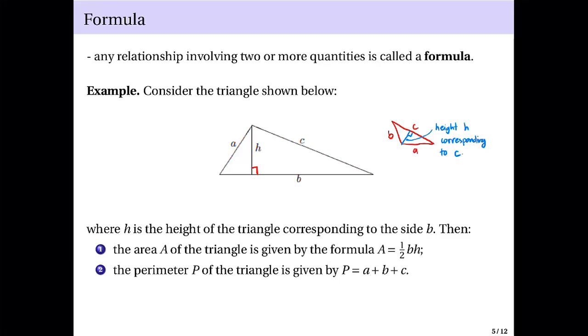Of course, if you use this triangle here, this is your H. The area will be 1/2 H times C. So for this triangle, the area is equal to 1/2 H times C. Is that clear?